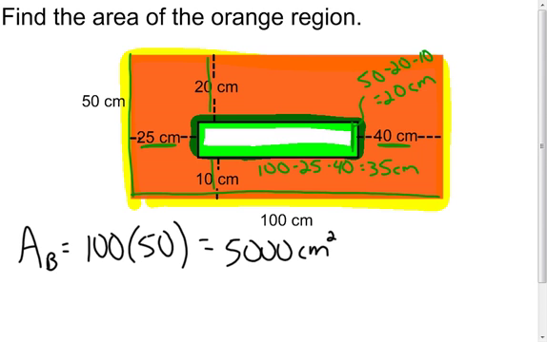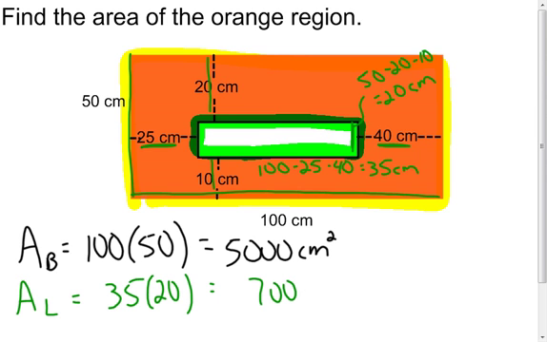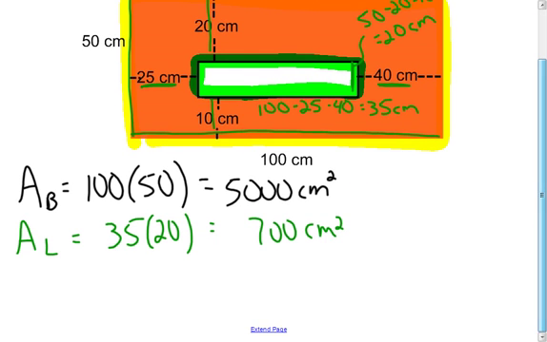Well, now I can find the area of my little rectangle. So area of the little one is going to be 35 base times height of 20, and that's going to equal 700 square centimeters. So then to find the area of just the orange part, I need to subtract those values, as I said earlier, and I find out that 5,000 minus 700 is going to put me at 4,300 centimeters squared.